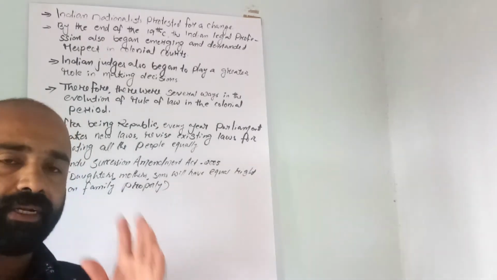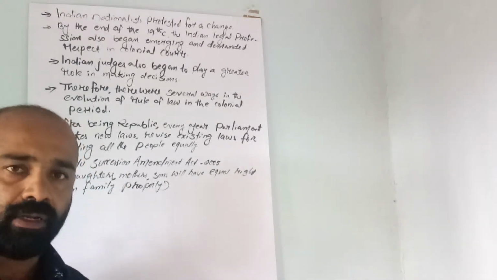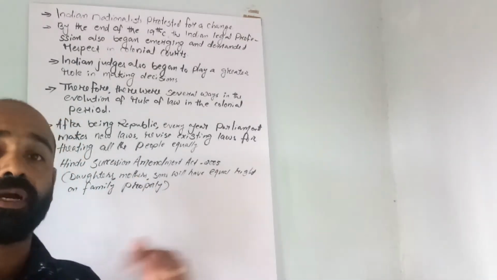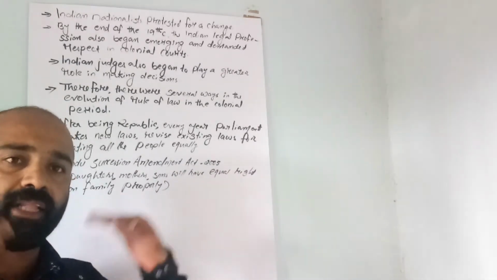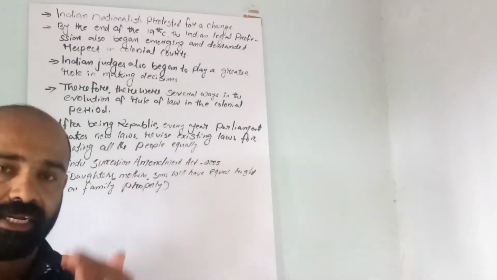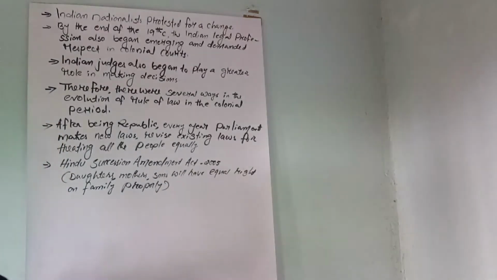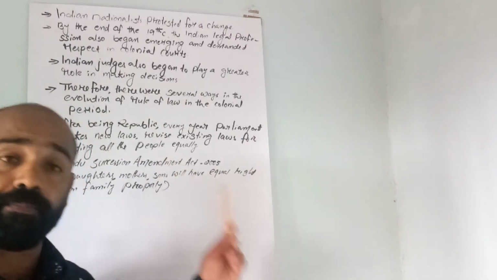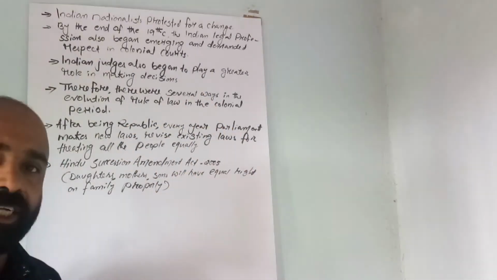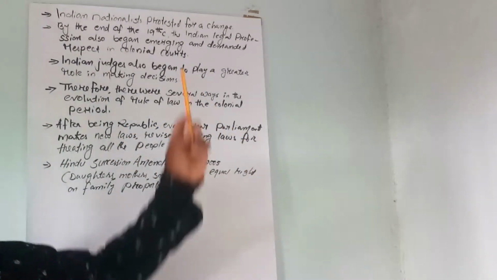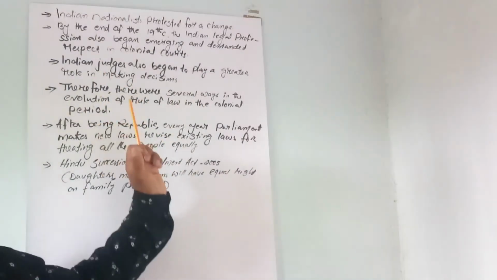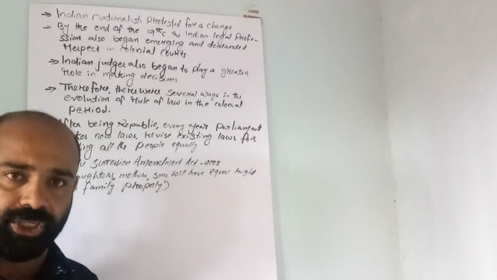When the British government introduced the Sedition Act, no Indian was able to criticize the British government. Whatever their rule, whatever their attitude towards Indians, Indian people had to accept that and bear the burden. So Indian nationalists protested against such a British law, the Sedition Act, and demanded a change.